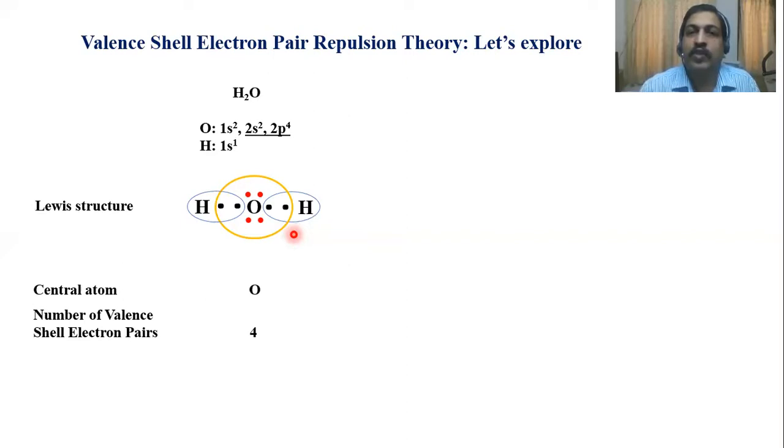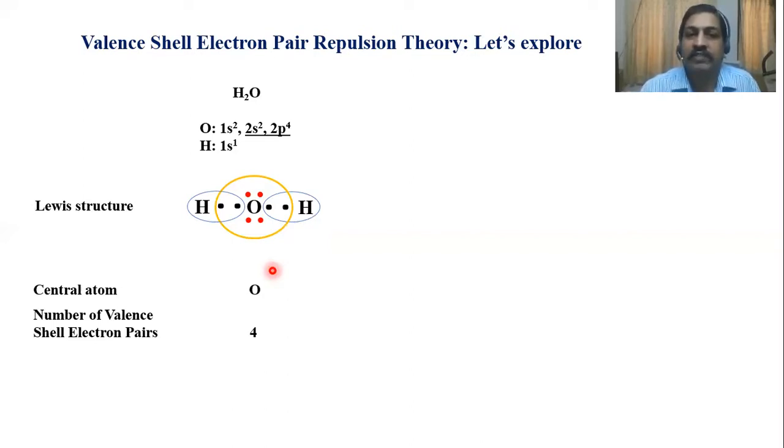Lewis structure shows the distribution of valence shell electrons of all the constituent atoms in the molecule. So it gives an idea about the chemical bonding in the molecule. However, it doesn't give any idea about the shape of the molecule. So let's have a closer look at the Lewis structure. Here the central atom is oxygen, because the other atoms, namely the hydrogen atoms, are bonded to it.